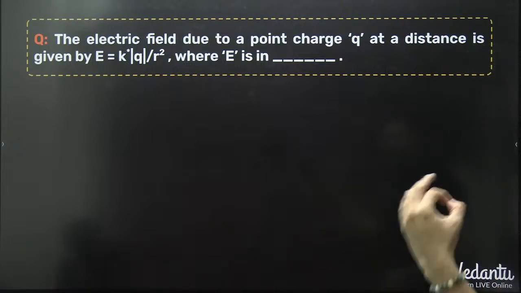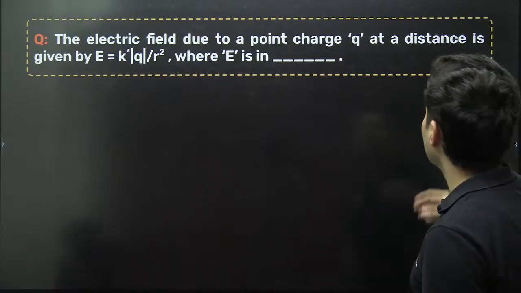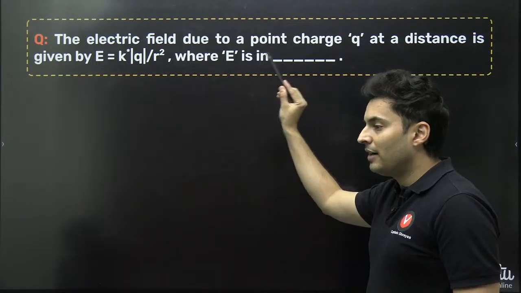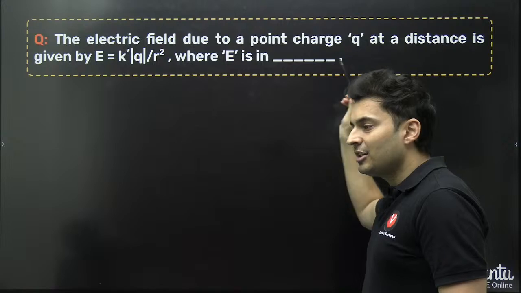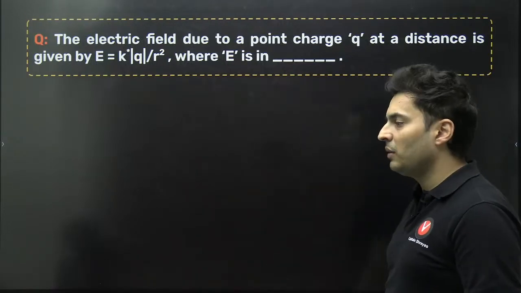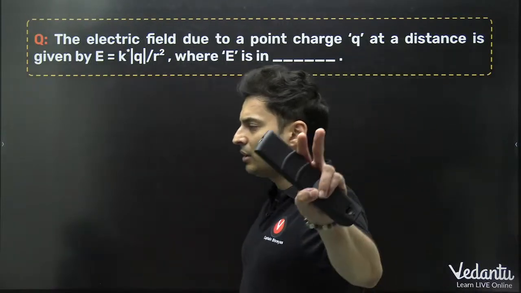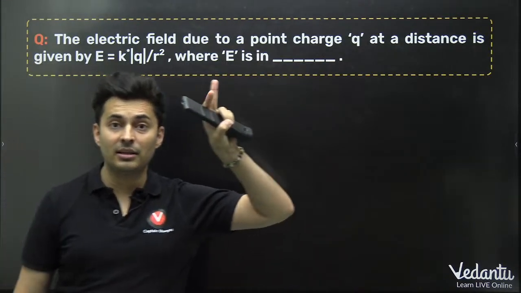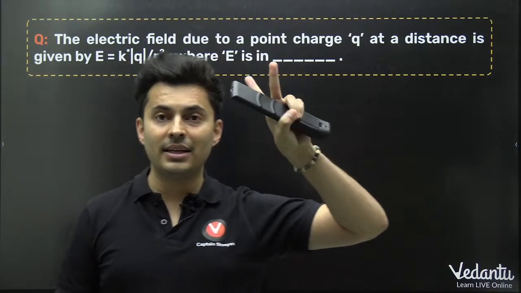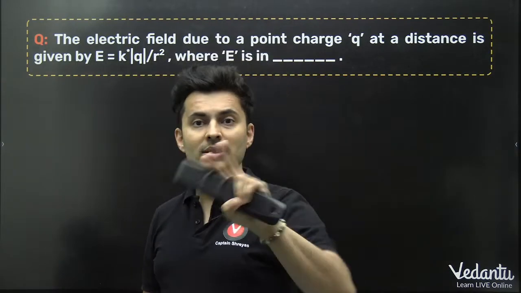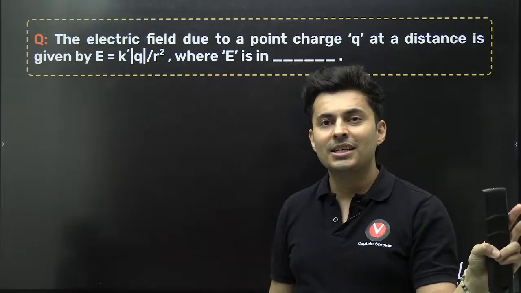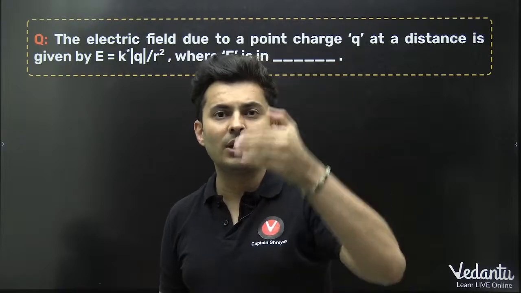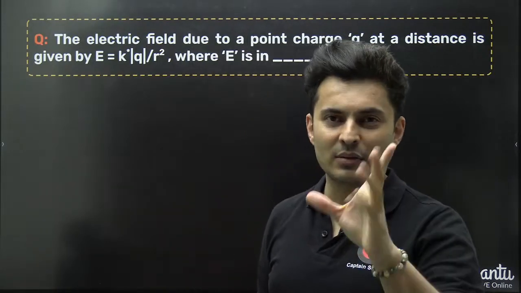Correct. When the electric field due to a point charge Q at a distance is given by this formula, the value of E is in which unit? The question is, what is the unit of electric field? Very straightforward. There are two possibilities, and I want both answers. You can use any one of them. One is, if you remember the formula, force by charge, Newton per Coulomb.